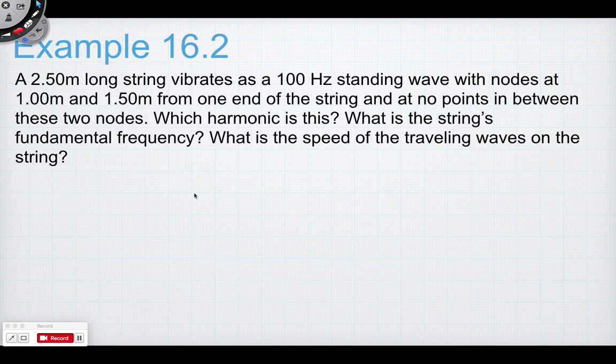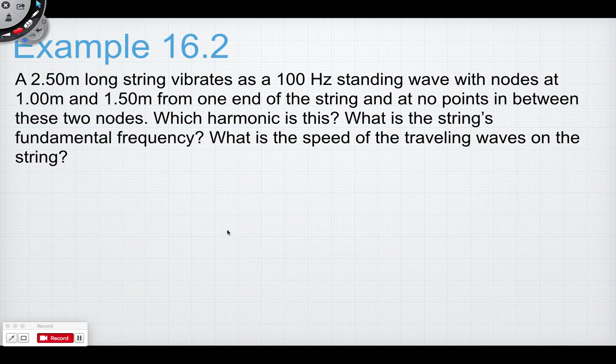So let's do an example. This is actually the only example that I have for this section. A 2.5 meter long string vibrates at a 100 hertz standing wave with nodes at 1 meter and 1.5 meters from one end of the string and at no points in between these two nodes. So there are no more nodes in between. Which harmonic is this? What is the string's fundamental frequency? And what is the speed of the traveling wave on the string?